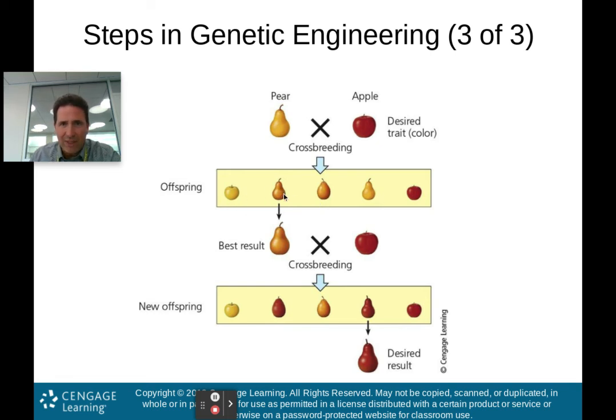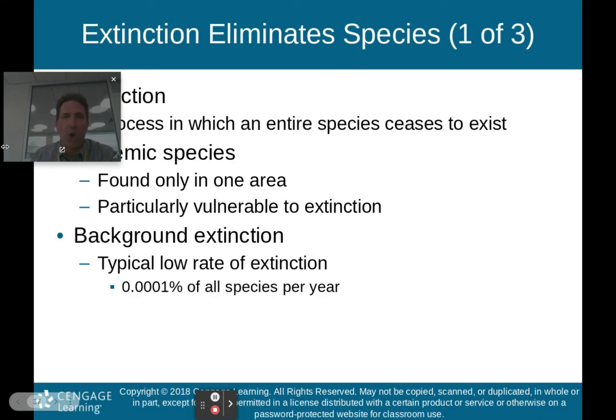But here we go, a pear that's red. So this was our best result. We now take that red pear and breed it again with the red apple, and eventually the new offspring has the desired result of a red pear. Okay, so this is kind of a simplified version of how that genetic engineering works.